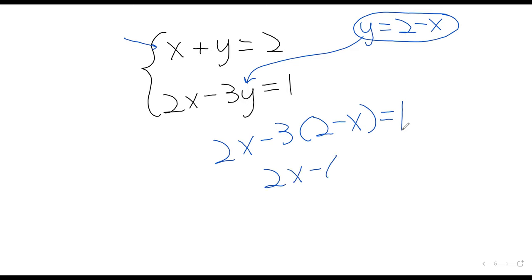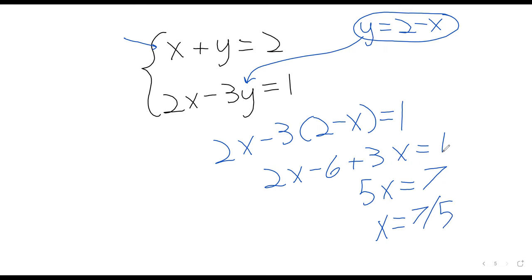And once you've done this, you can solve for x. So 2x minus 6 plus 3x equals 1. Doing the algebra, 5x equals 7, x equals 7/5. And then once you know that x is 7/5, you can solve for y. But I don't actually care about this system of equations. I just wanted to remind ourselves of the method. Solve for one of the variables, plug it into the other equation.